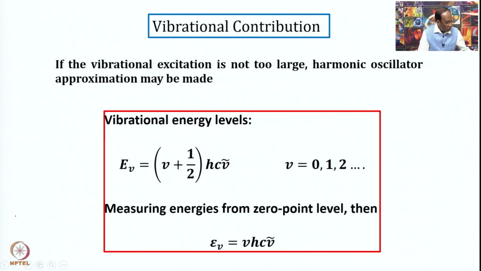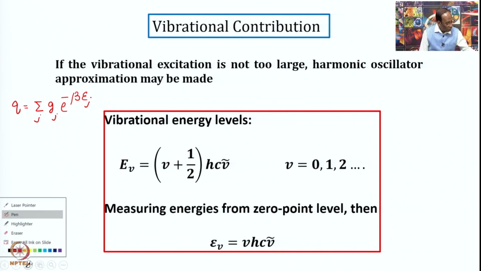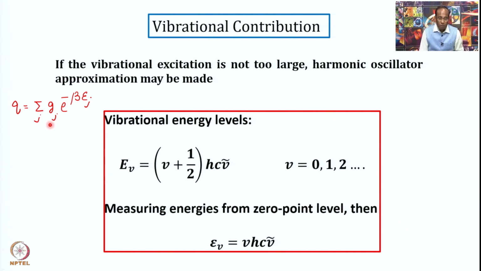Remember that Q is equal to summation over j of Gj exponential minus beta Ej. In any case, we started with this expression. That means we need to worry about the degeneracy and we need to worry about the energy levels. And in case of non-degenerate energy levels, you don't need to worry about the Gj.